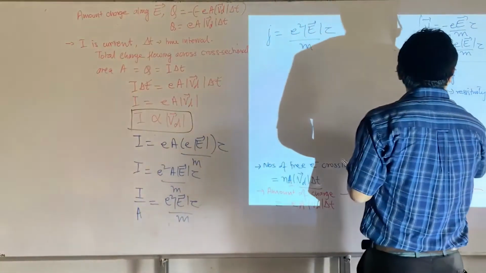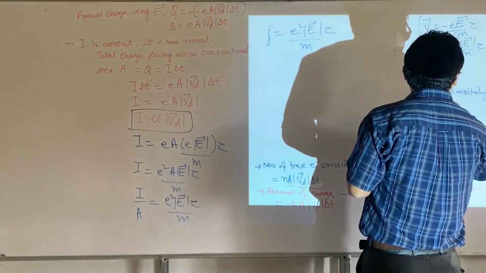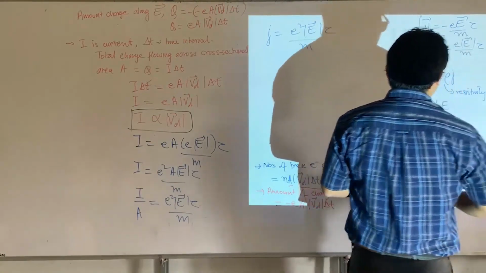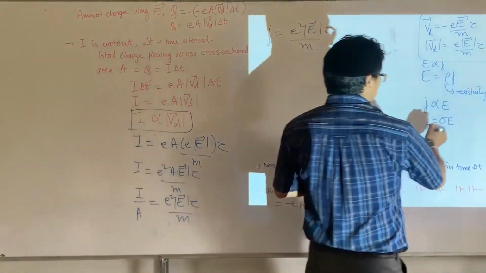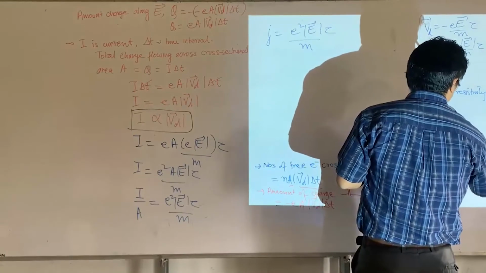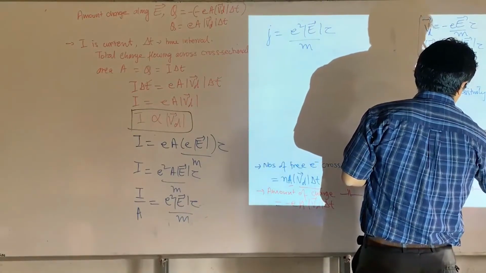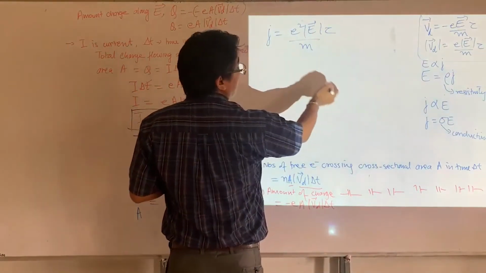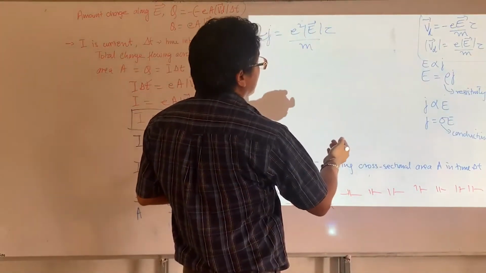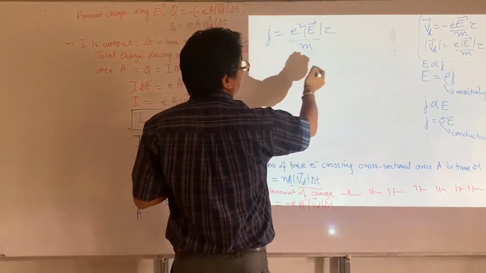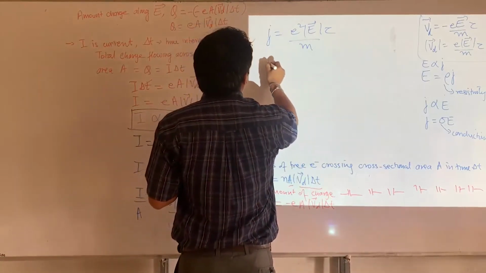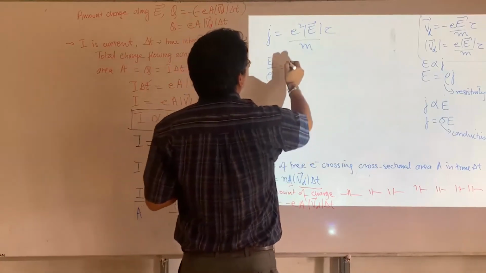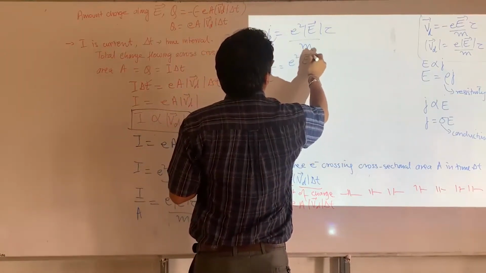J is proportional to E, and J is equal to sigma E. We define this, right? And this is what we call conductivity. Having this, now I say this is equal to what? What is J? J is going to be E by rho E squared E.